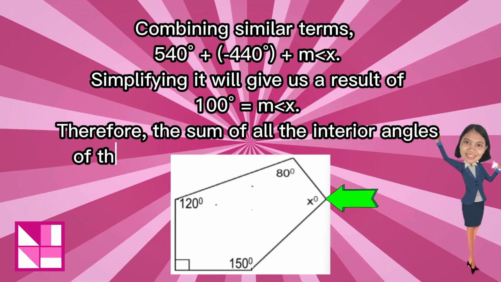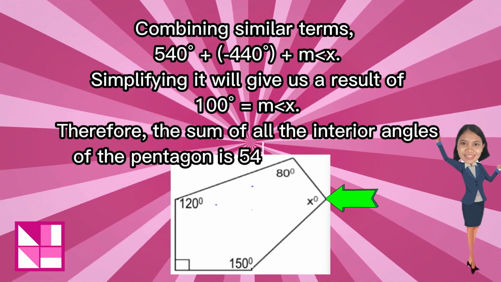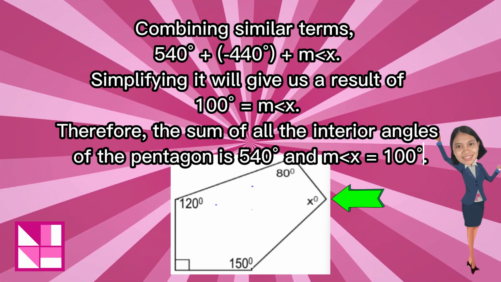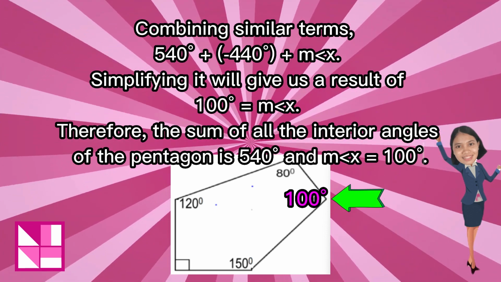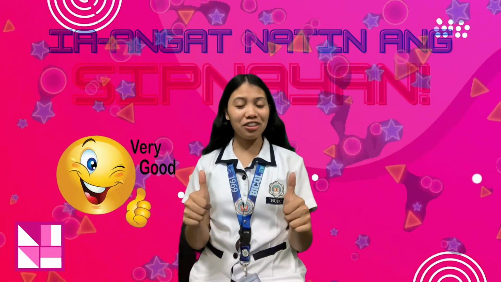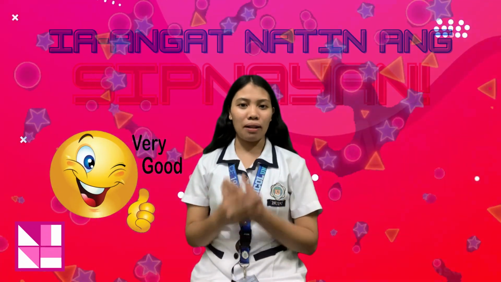Therefore, the sum of all the interior angles of a pentagon is 540 degrees and the measure of angle x is 100 degrees. Did you get the correct answer? Very good, learners! You all did well.